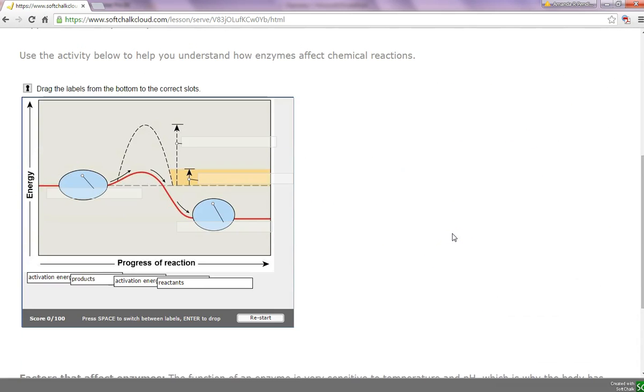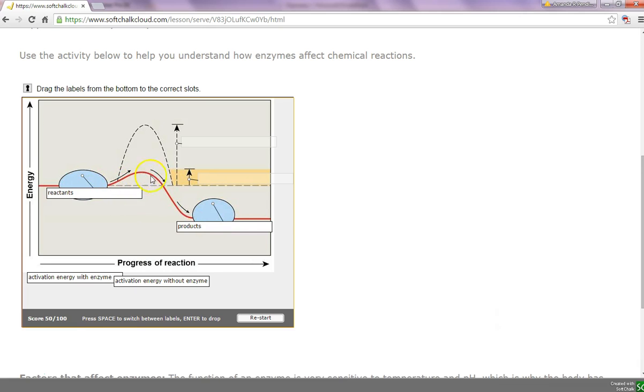So, one thing I want you to look at right here is this graph. And remember, anytime you're looking at a graph, you want to look at the x-axis. Okay, and we see the x-axis right here. And notice the label. It says progress of reaction. Okay, so what that means is as we start on the left side and move to the right, the reaction is happening. So we could actually label this blue box as reactants. We could label this over here as products. And notice we're moving from reactants to products.